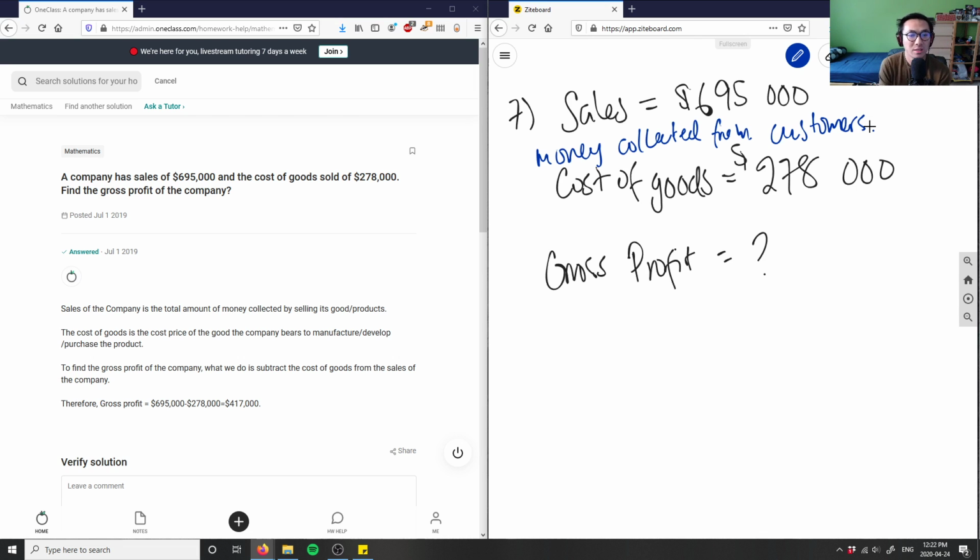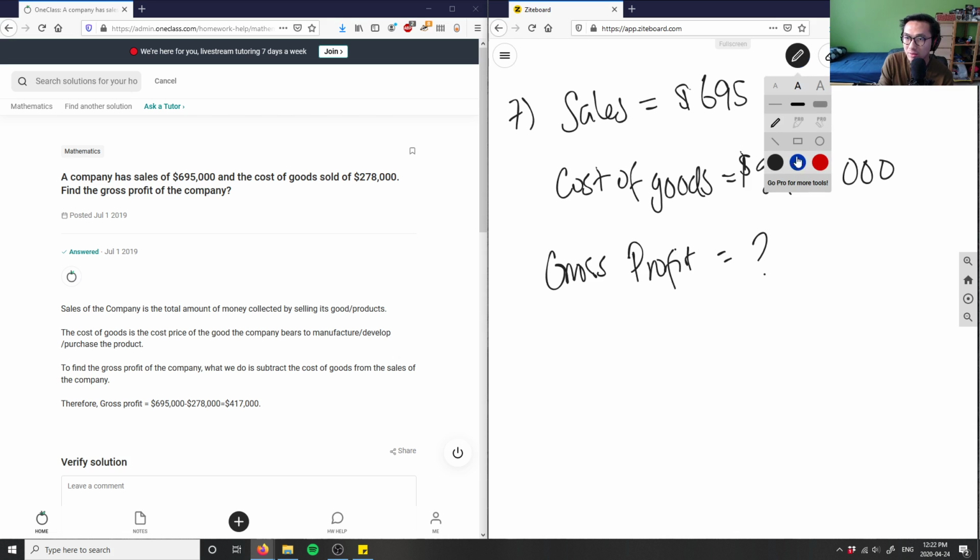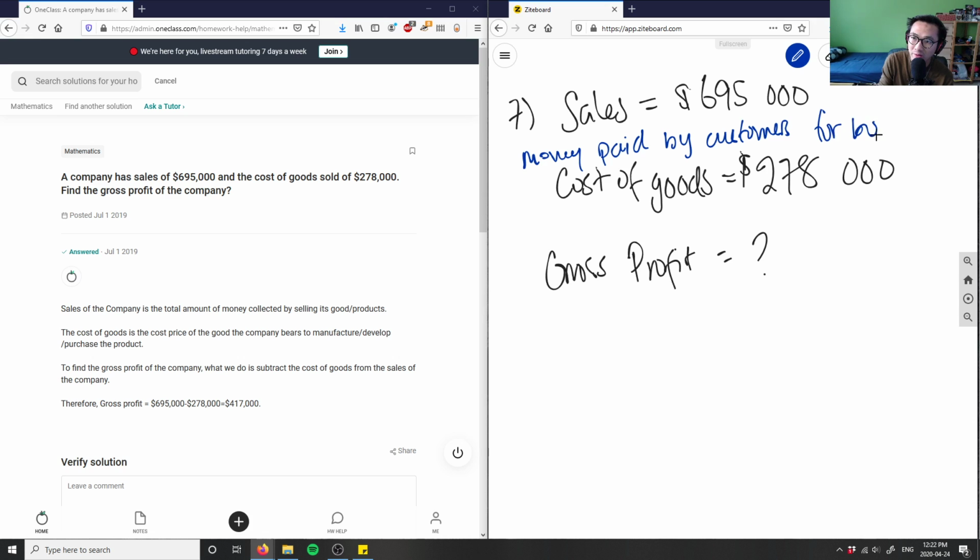And the cost of goods is basically if we were to make the product as well. Let me do board games. Actually, board games is a great example here. So let me use an example, and I'm going to say we are a board game company, and we're selling board games. So sales would be basically money paid by customers for board games. So basically the money we're collecting. Cost of goods is how much we as a company need to pay to basically make board games, right? So money paid to create board games.